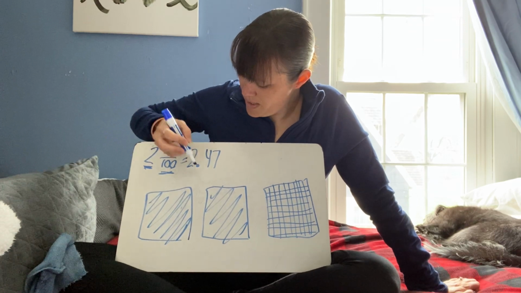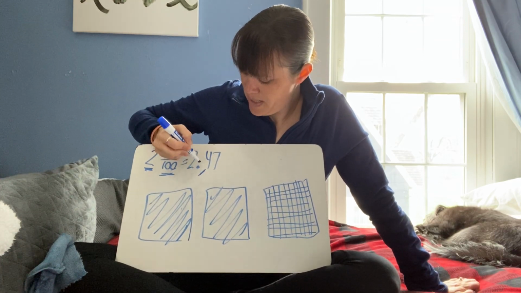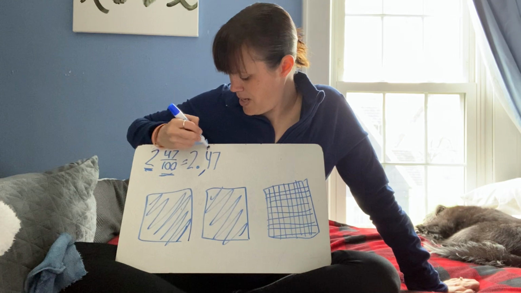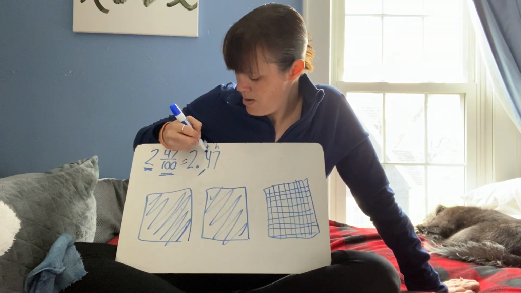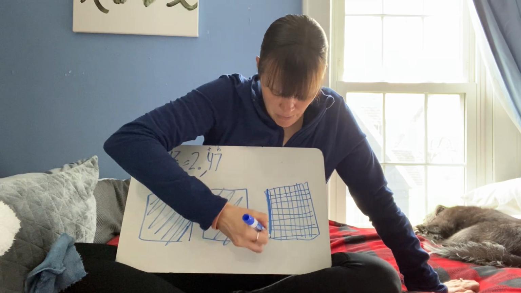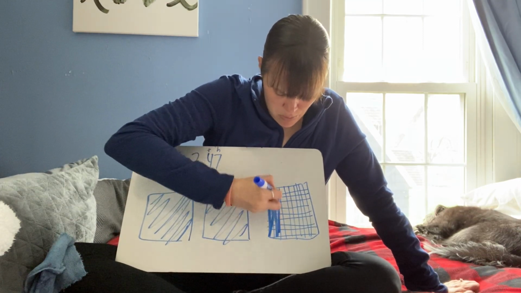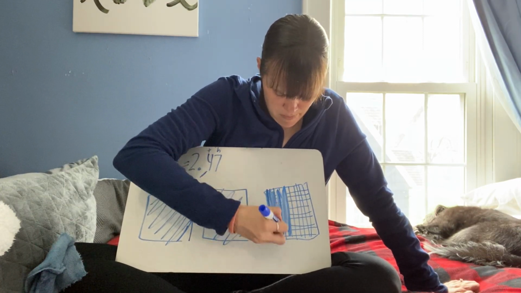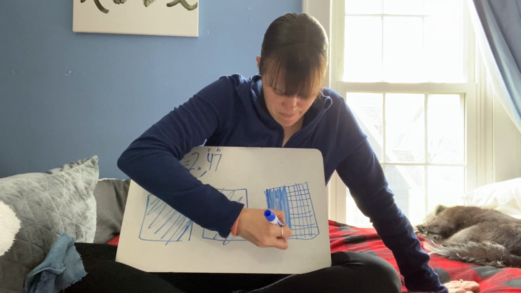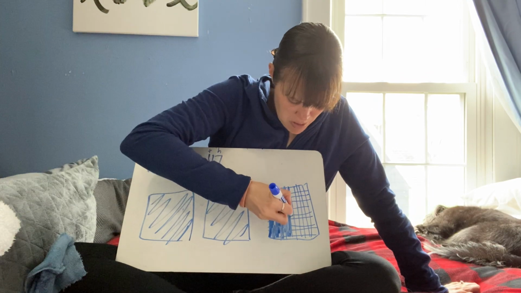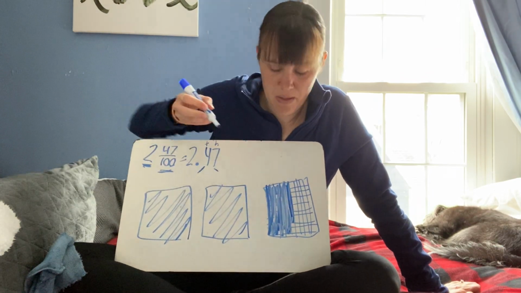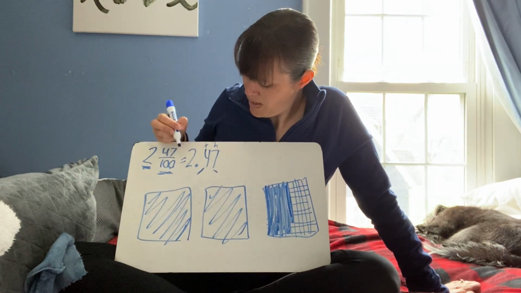Okay, 47 hundredths, that means 4 tenths, right? This is our tenths, this is our hundredths, and they have a TH at the end. 4 tenths, so I can color in 4, 1, 2, 3, 4. Terrible job, I know. And then I need 7 hundredths, so I need 7 from this column, excuse me, it's a column.